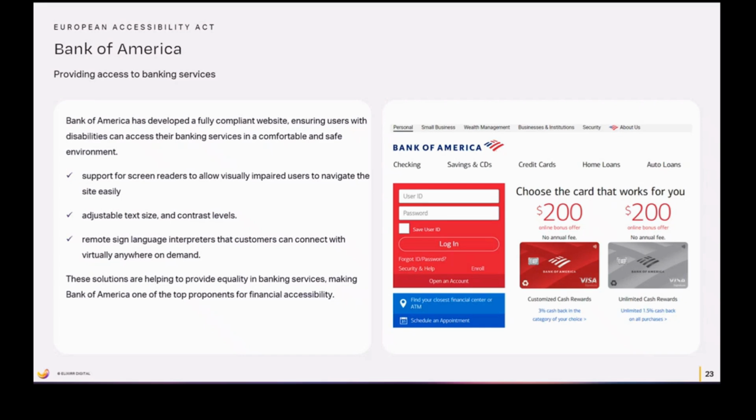And they even have remote sign language interpreters that customers can connect with virtually anywhere on demand, so anyone can get access to banking without having to, for instance, rely on a telephone use or like a chatbot apps. So those are helping to provide equality in banking services, which makes Bank of America one of the top proponents for financial accessibility.